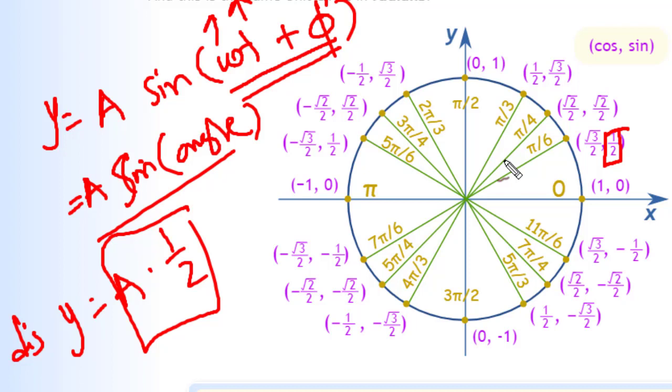The same thing can be applied for other functions as well, like cosine. If there is a cosine function, then we can also use a similar concept.